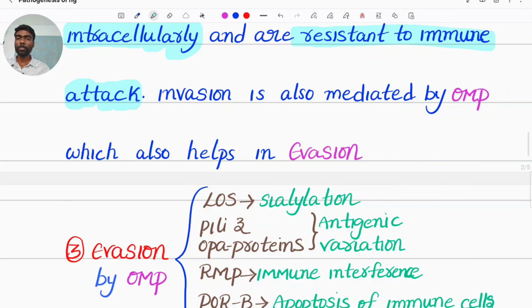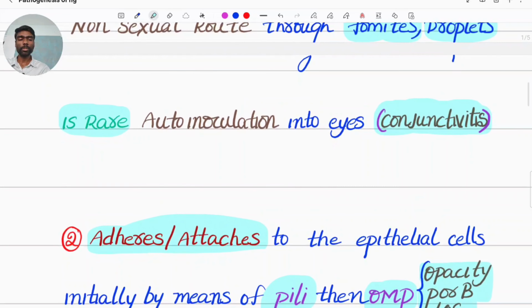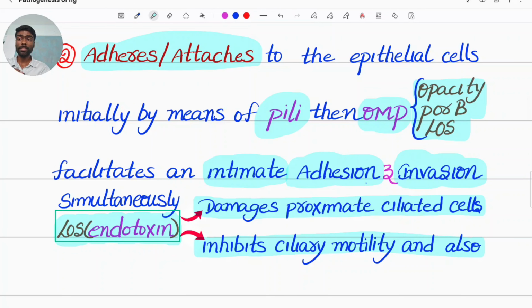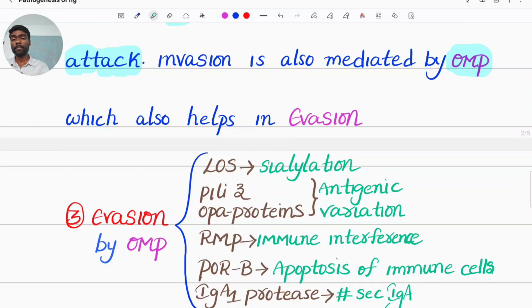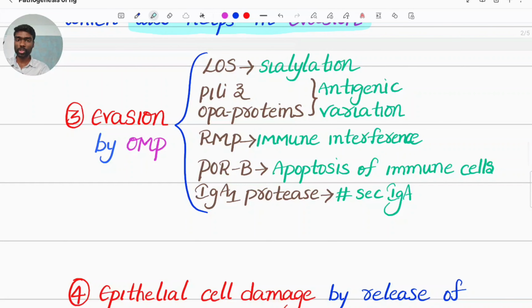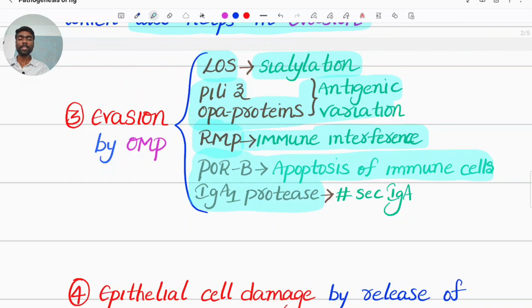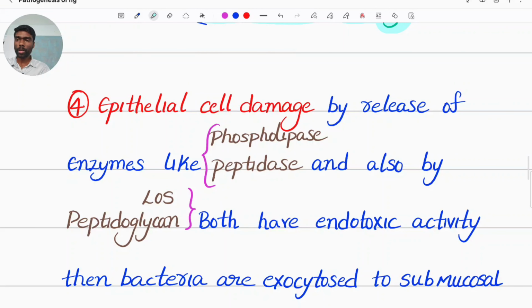This invasion is also mediated by outer membrane proteins. Already I told you, outer membrane proteins facilitate an intimate adhesion and subsequent invasion. The same outer membrane proteins also help in evasion. Evasion means escaping from the immune attack of the host. How? Lipooligosaccharides by means of sialylation, pili and OPA proteins by means of antigenic variation, reduction modifiable protein by immune interference, porin proteins by apoptosis of immune cells, and IgA1 protease by damaging secretory IgA antibodies. All these mechanisms I have explained in my YouTube video on the biology of gonorrhea.